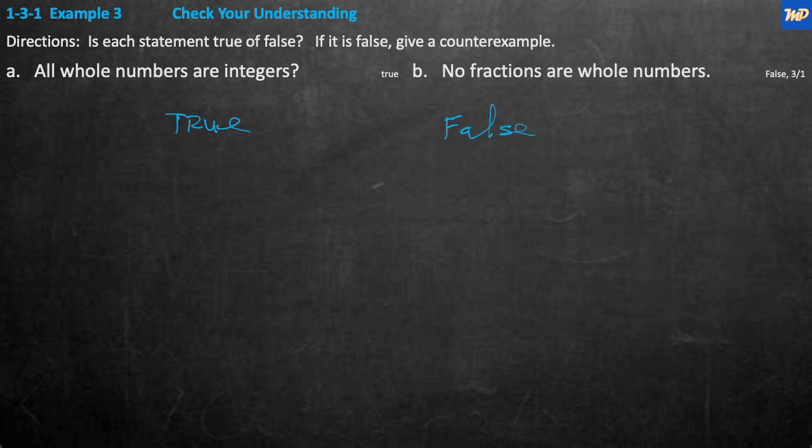And why? Because I can give you a counter example. I can say here, how about 3? Okay, there's a whole number. Can I write it as a fraction? Yes, 3 divided by 1. That's a fraction. So there's a fraction. And it says no whole numbers are fractions. Well, it's false because here's a whole number and it's a fraction. So there we go.